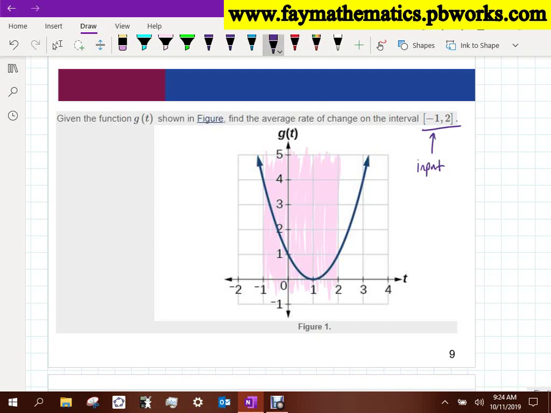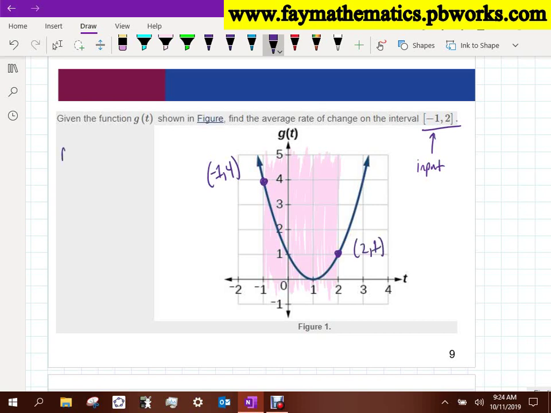The output would be the ordered pair's y value. Okay, so -1 is the input, 4 is your output, right? Does that make sense? Okay. +2 is your input, 1 is your output. So here we've got the ordered pair -1, 4. Here we've got the ordered pair 2, 1.